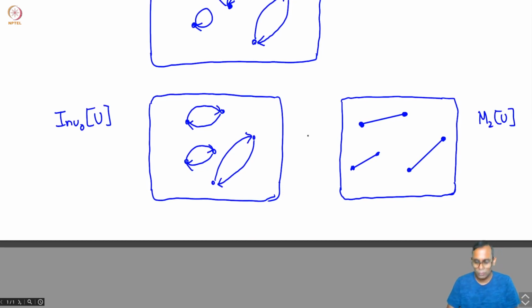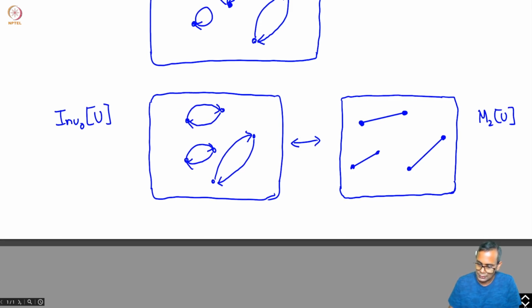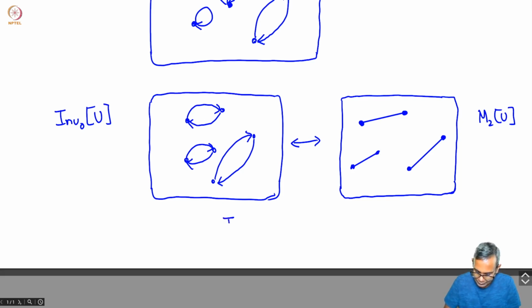And it's evident from this picture how you go from this kind of picture to this picture: you replace every pair of arrows by an edge. And so this is a proof without words that inv0 is equal to M2. So just by looking at this picture, you will be able to understand that the species inv0 is isomorphic to the species M2. Let me give you a few more examples of visualizations.